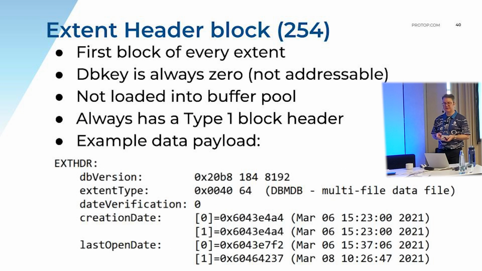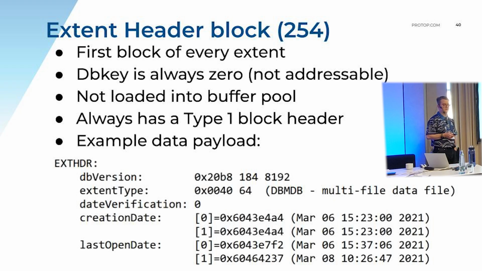Extent header blocks, I mentioned earlier, they're the first block in every extent. They're a little weird. They don't have a DB key, or if you like, they have a DB key and it's always 0, even if there are multiple ones of them in the same area. So really, they sit outside of the address space. They're not read into the buffer pool. They're just sort of a housekeeping block that the database uses to ensure integrity. You can see that it contains timestamps in its payload about the creation date and last open date of the extent. It also has the DB version number, which is the sum of a DB major version number and the database block size. So in this case, 184 is the major version number for V12, and 8192 is the block size.